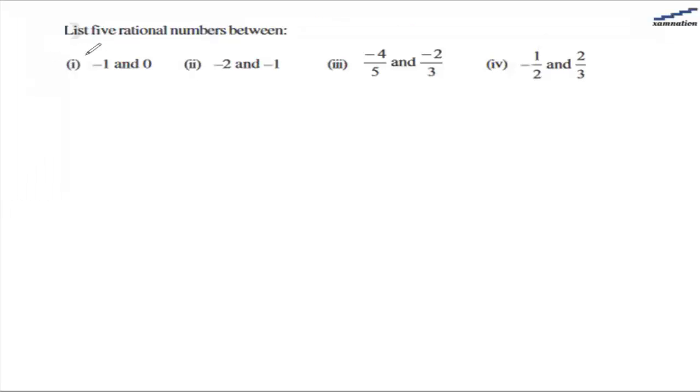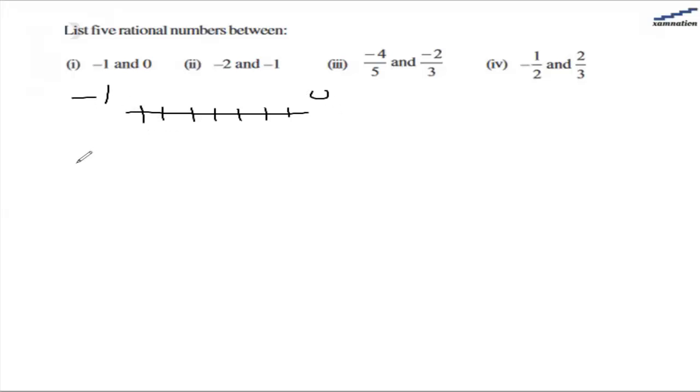So in this question, we are asked to find five rational numbers between two endpoints. Two rational numbers, and we need to find five rational numbers in between. So between -1 and 0, what are the different rational numbers that exist between them? Let's say we are not including the endpoints -1 and 0.